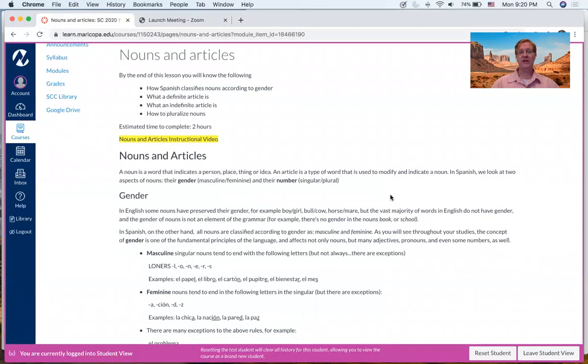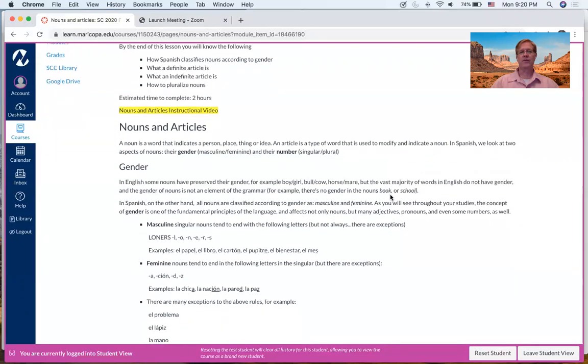Now, English has gender in some nouns. For example, bull is different from cow, a boy and girl, man and woman. But in Spanish, every noun has gender. So even bicycle or book, table, light, floor, etc. 100% of nouns in Spanish have gender.